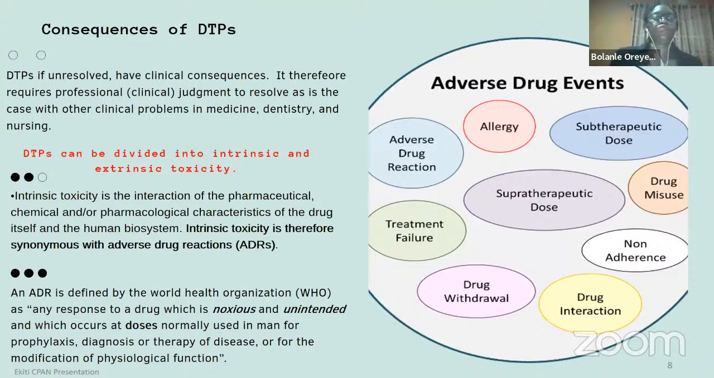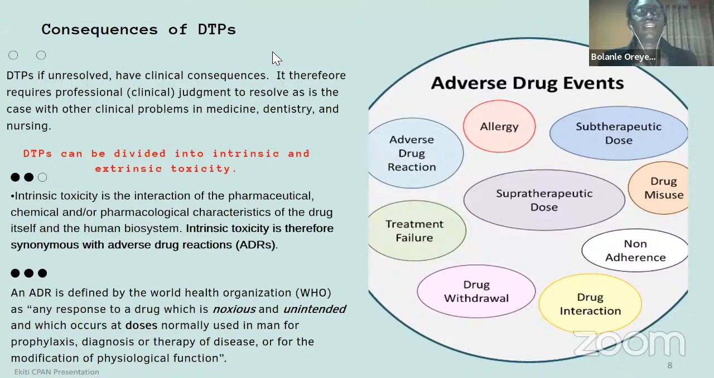Consequences of drug therapy problems. If drug therapy problems go unresolved, they have numerous clinical consequences. It is therefore imperative that a professional, like a clinical pharmacist, is required to clearly define or identify these drug therapy problems so that they can be resolved and the patient can get the optimum benefits from the medication.